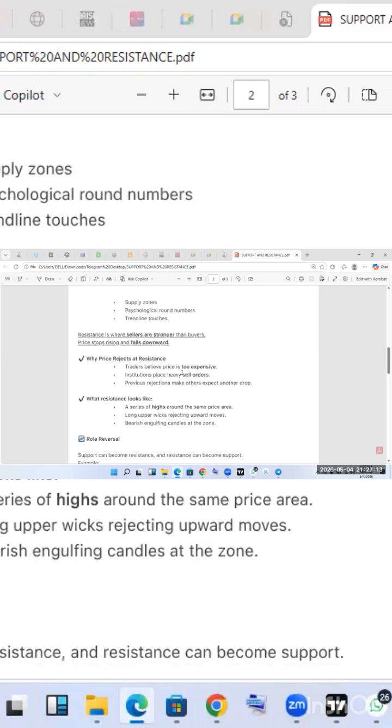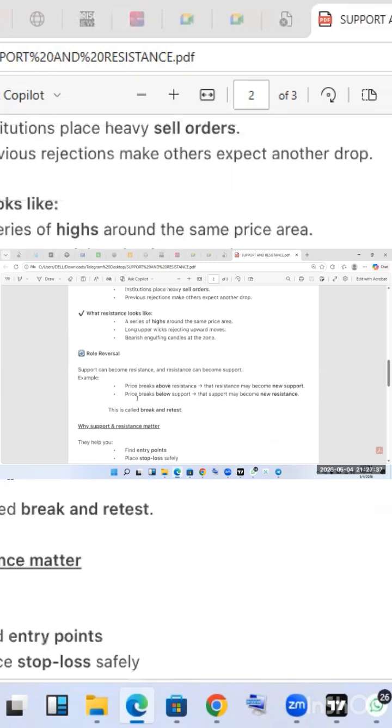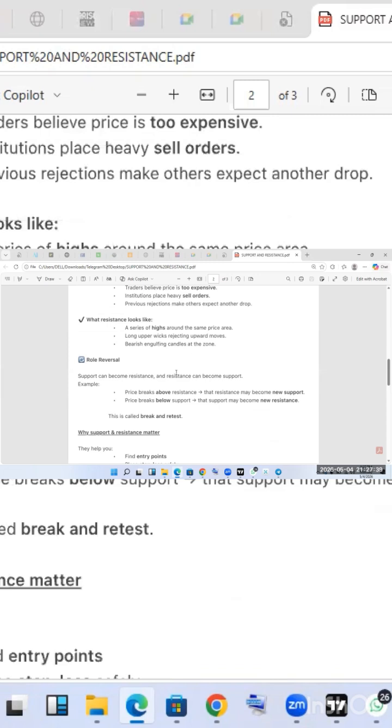I said earlier that this is where institutions trade. They don't trade between the lines. They trade around psychological levels, from one support to one resistance. That's why they don't trade in between. Previous rejection makes others expect another drop. What resistance looks like, I will show you on a chart soon.